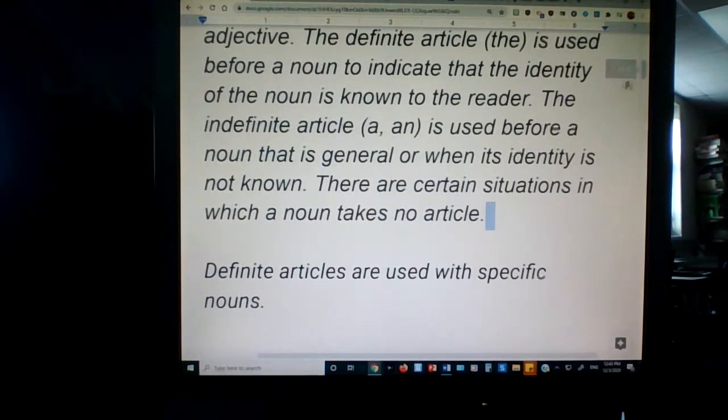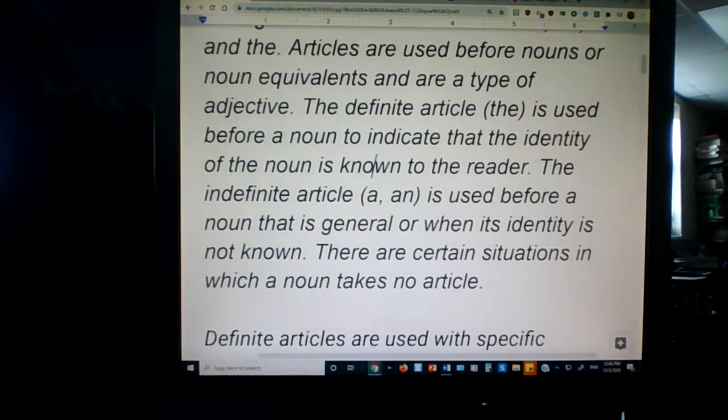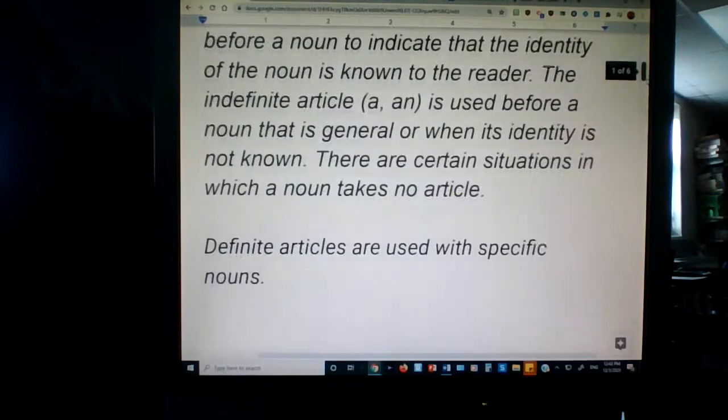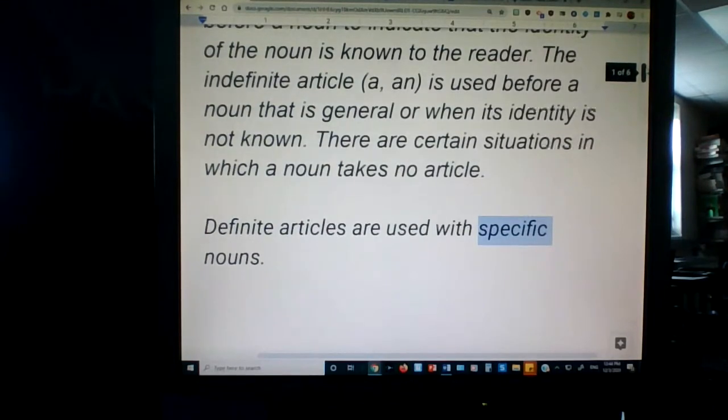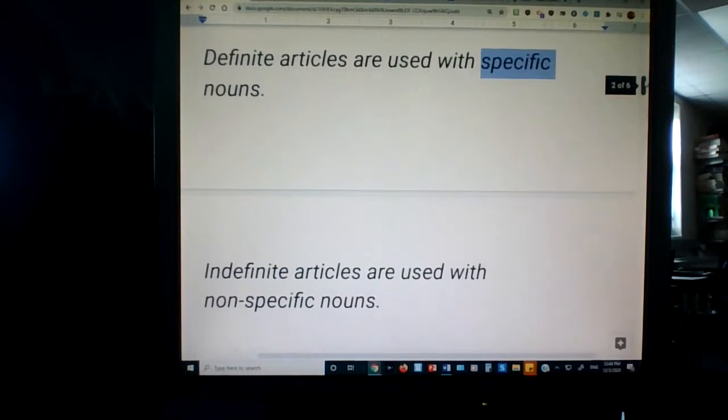Very easy, you know. Here it is, right here. Known, not known. Okay, so let me give you a better definition. Definite articles are used with specific nouns. One specific, and what's the opposite of specific? I had to make you think there. Non-specific. So definite or specific, indefinite or non-specific.